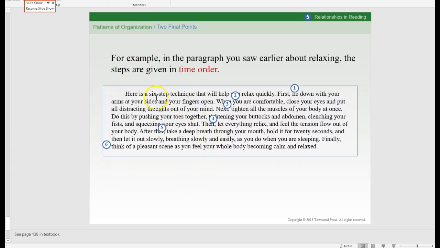If you read this paragraph about the 6 techniques. So they're going to tell you about techniques. So automatically I would think listing. They're going to list the techniques. But they also put this in time. First you lie down, then you do this, then you do that. So it's time order, but you're also listing the techniques as they go through it.